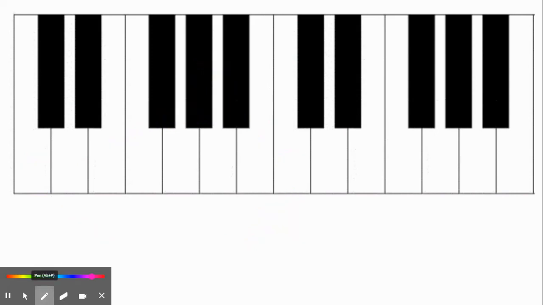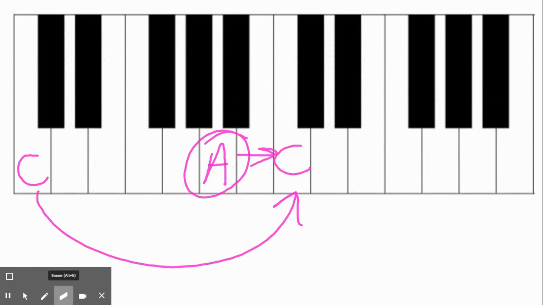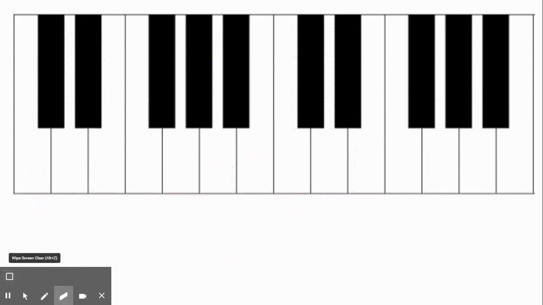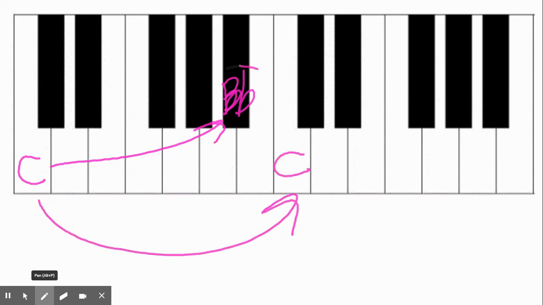If I have a major sixth, say C to A, and I invert that and move C up here, making A my root, I now have a minor third. So it works no matter where you start. Let's do it again one more time with sevenths. If I go from C to B flat, I have a minor seventh. But if I invert it and bring my C up here and make B flat my root, I now have a major second.